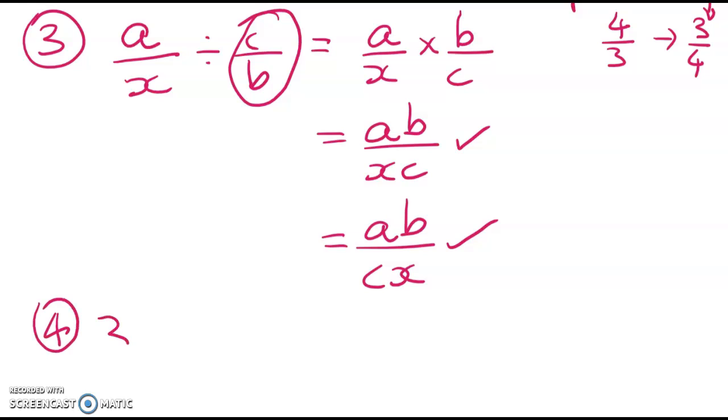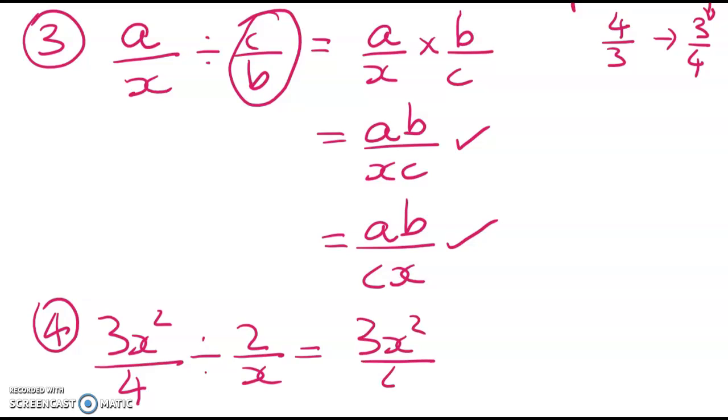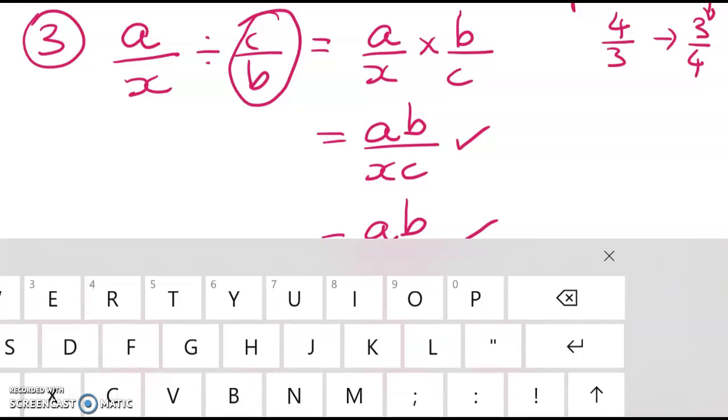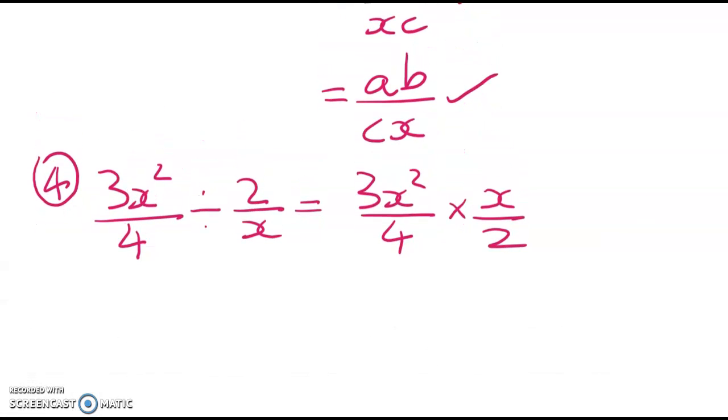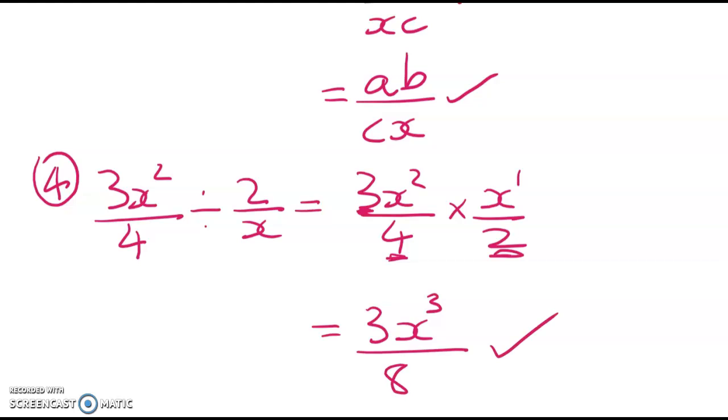Number 4, 3x squared divided by 4 divided by 2 over x. So it's going to be 3x squared over 4 times x over 2. Now, in this case, there's no simplifying that I can do ahead of time because my coefficient here is 3 and I haven't got any factors of 3 down here. So this is one where we have to multiply the numerators and we get 3x cubed. Remember that's got a power of 1 on it, divided by 8. And I can't simplify any further, so I'm done.